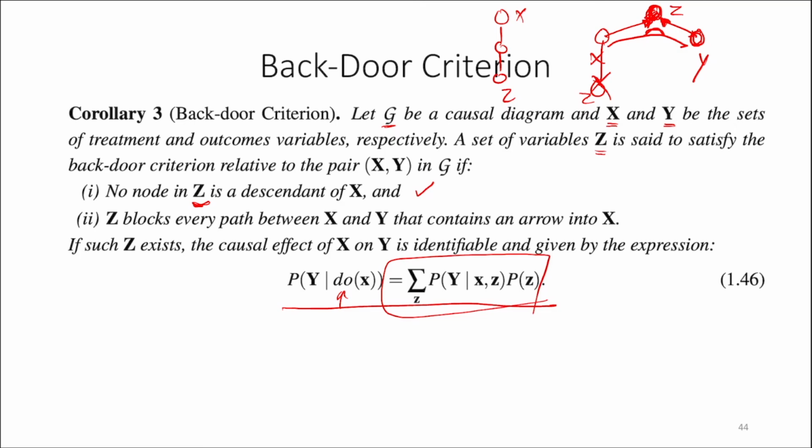The reason that this is important is that there is no do operation on the right hand side of this equation, and that means that we can perform this from just observational data. So let me give you an example of this.